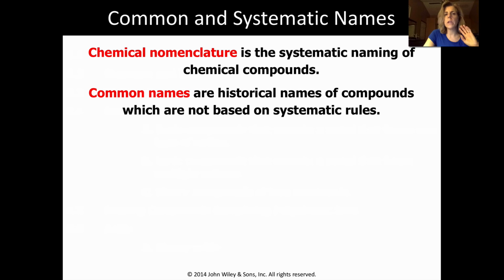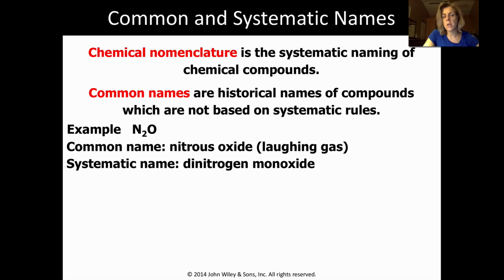Okay, so in nomenclature, we have what we call common and systematic names. Common names were names given to compounds before there was a system. An example of this would be N2O, which is nitrous oxide. If you're familiar with former techniques of dentistry, they used to give laughing gas to people when they had to pull teeth. They no longer do this. Notice that the systematic name is called dinitrogen monoxide.